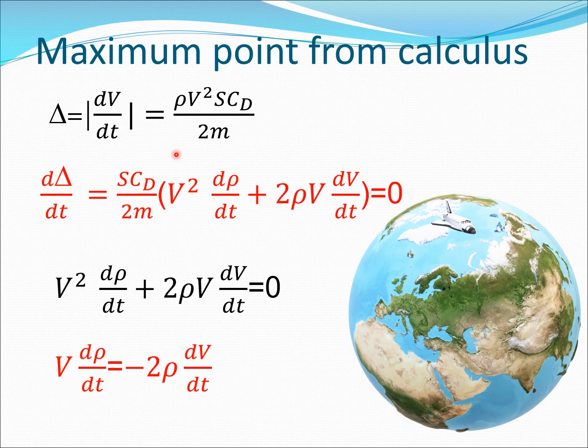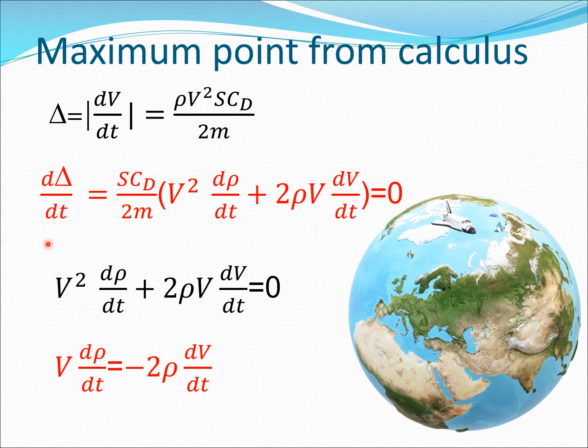So now we know this value dv by dt absolute value, let's call it delta, is given by this expression here. So we know from calculus that if you want to find the maximum point of such a function, we have to differentiate it and set it to 0. Now here the design variables or the variables for delta are rho and v. So this is essentially a two variable function maximization problem.